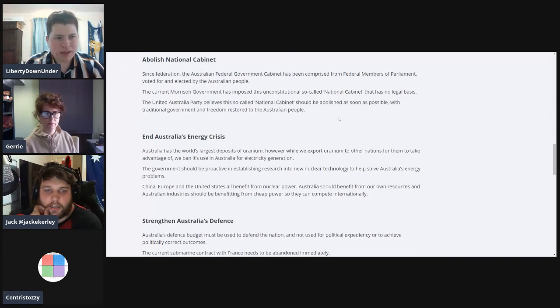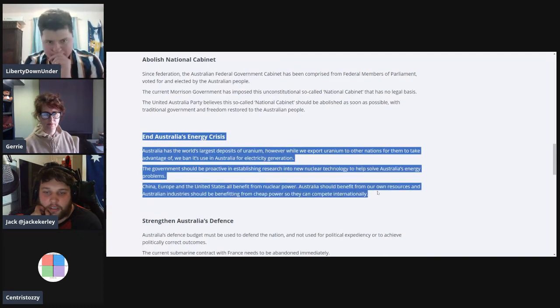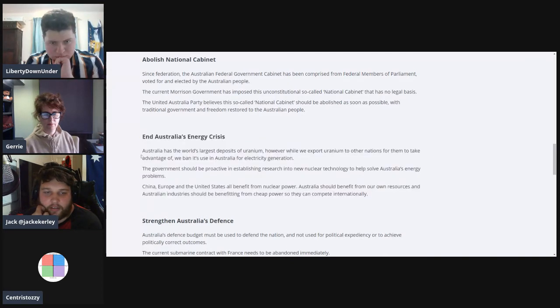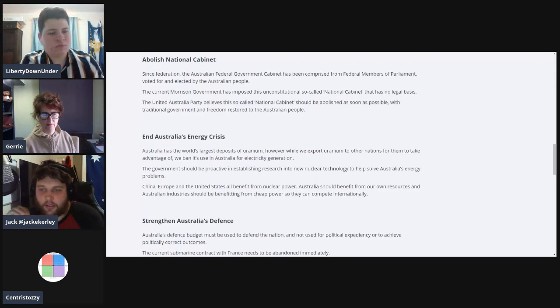Right. I wanted to bring up this one. It talks about the world's largest uranium deposits. We export it, and we also take the waste of the world as well, but we ban it for Australia, which doesn't make sense. I have this argument all the time with people, and it's nuclear energy.